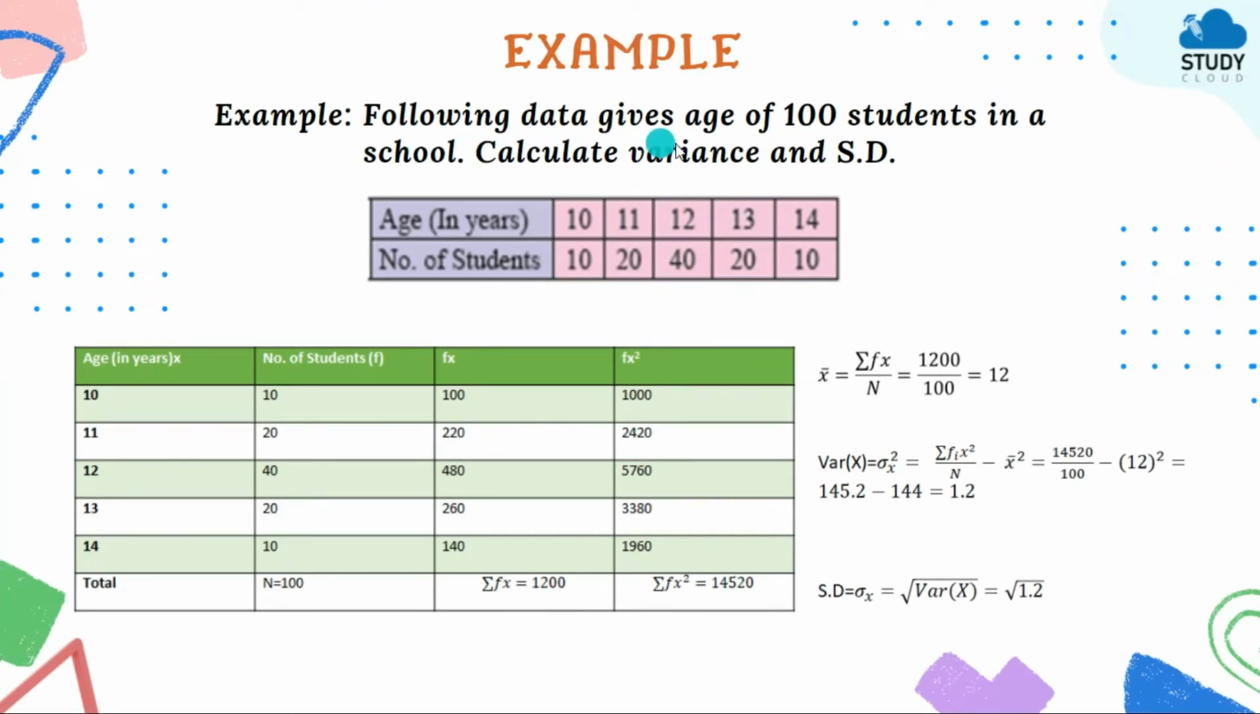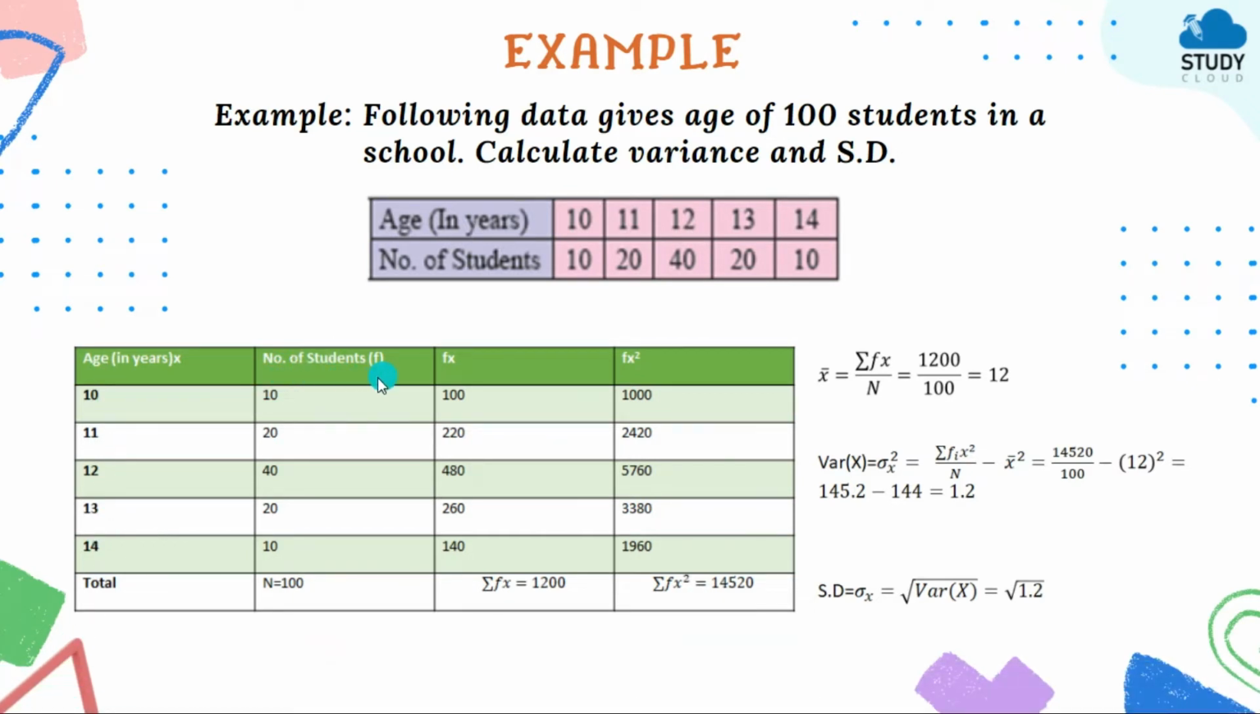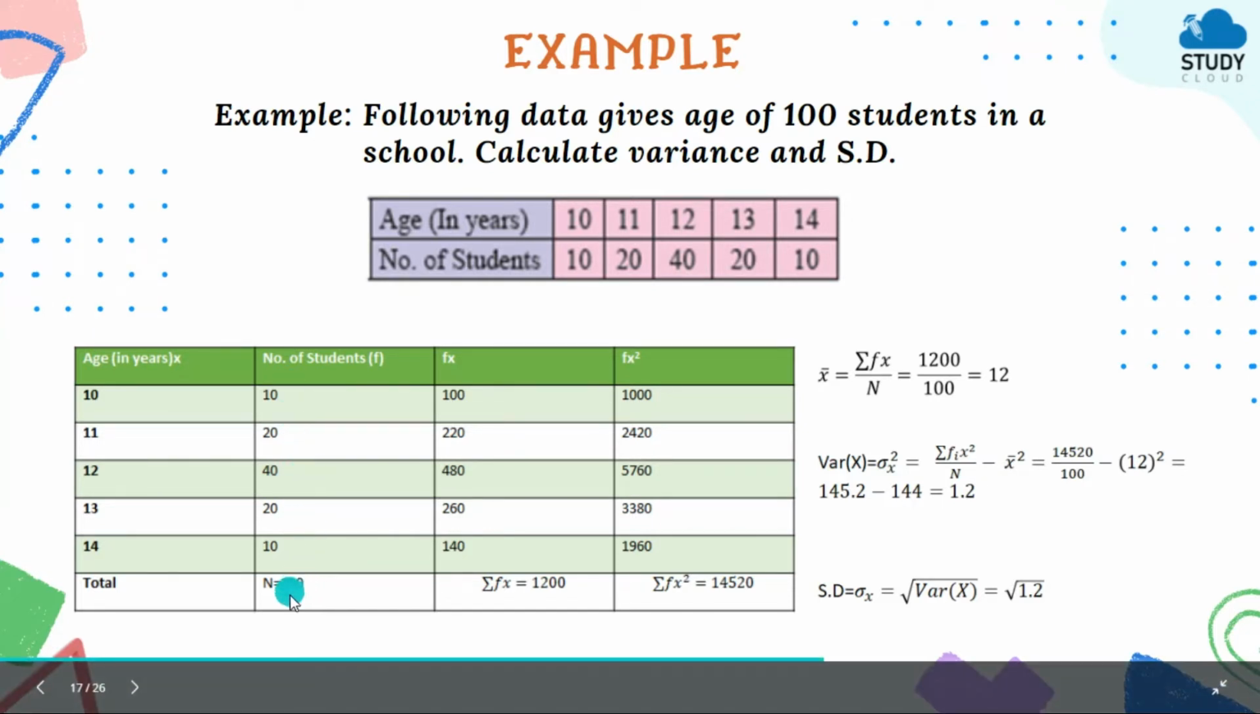The following data gives the age of 100 students in a school. Calculate variance and standard deviation. So age in years is given to you, that is your x. So write here all the values of x. Number of students is frequency, so frequency is given to you here. First step, add all the frequencies. So here your n is 100.